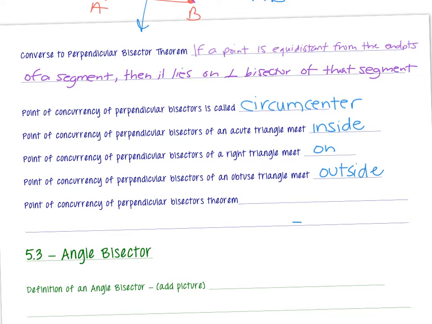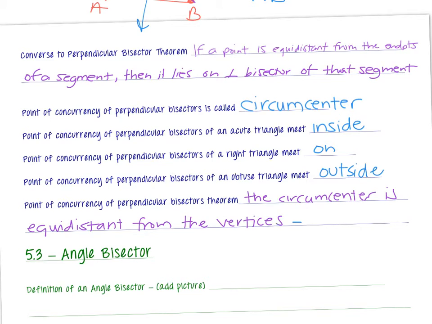And then there was a theorem called the point of concurrency of perpendicular bisectors theorem, which told you that from the point of concurrency, or from the circumcenter, to where is equidistant? To the vertices. Good. Circumcenter to the vertices.